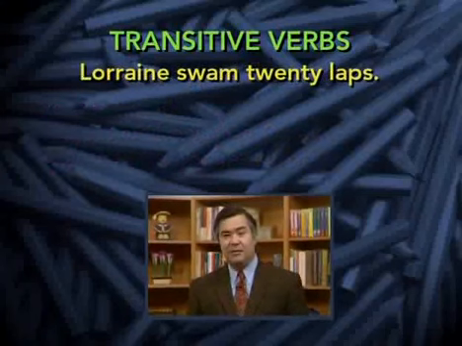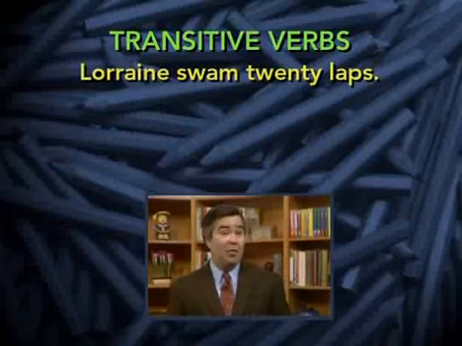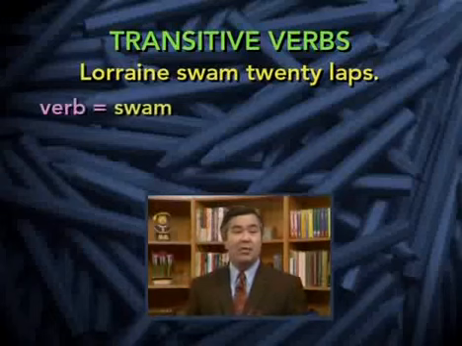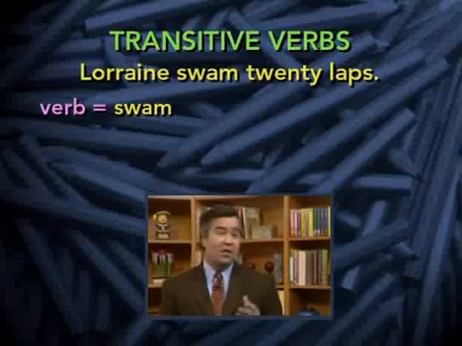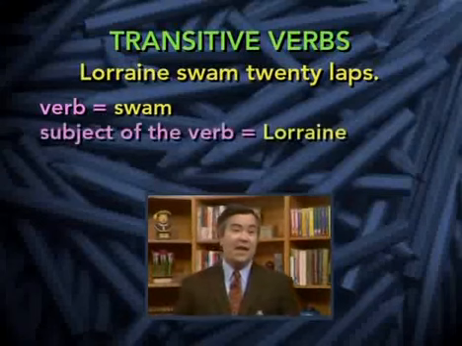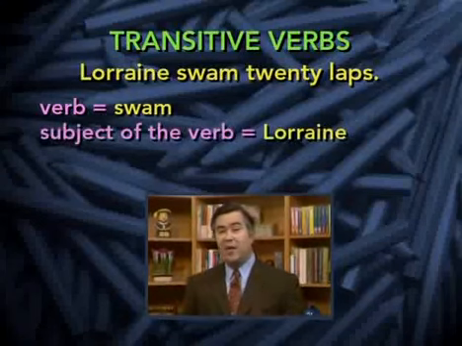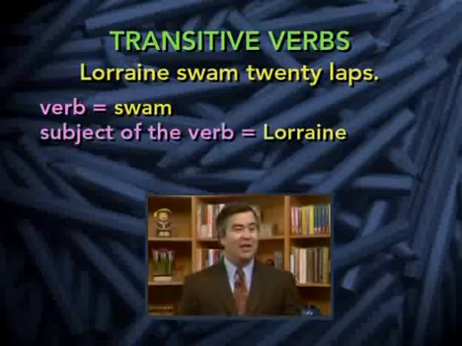Here's another example. Lorraine swam 20 laps. What's the verb in this sentence? The verb is swam. What's the subject of the verb swam? That is, who or what did the swimming? The answer, Lorraine. Lorraine swam. Now, what did Lorraine swim?